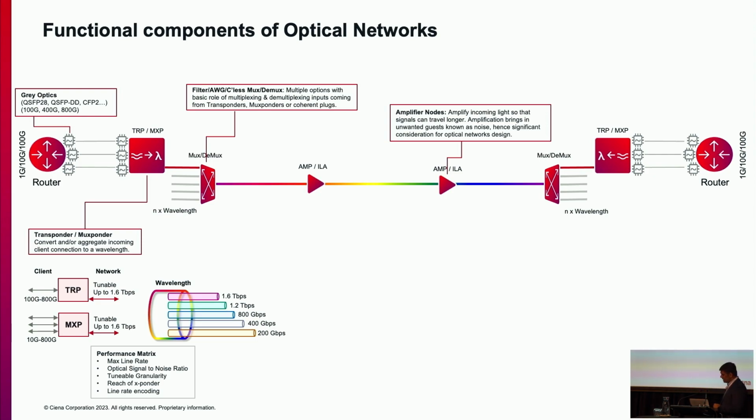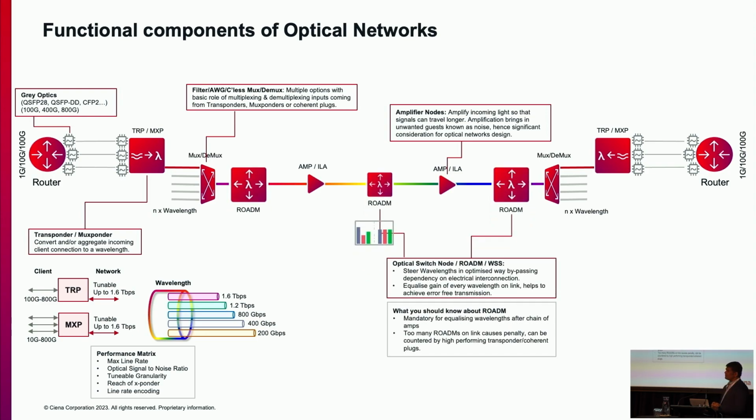Taking ahead, the most important components in the optical line system are the ROADMs, reconfigurable add-drop multiplexers. As the name suggests, they are optical switches that help us steer the wavelengths across different directions in the network with the help of the wavelength selective switch, and help us get rid of the expensive electrical interconnections in the network. ROADMs also help us balance the power of different wavelengths in the line system, helping us to achieve error-free transmission.